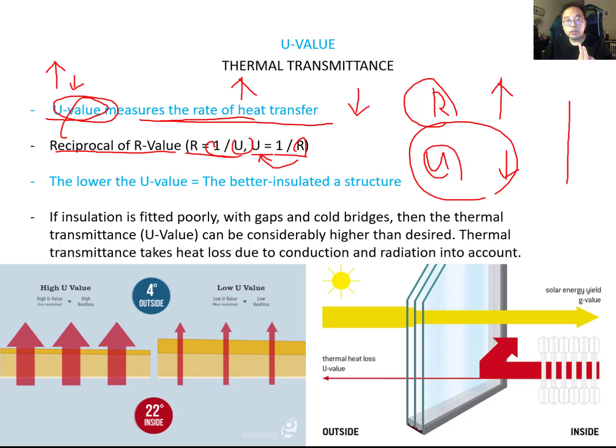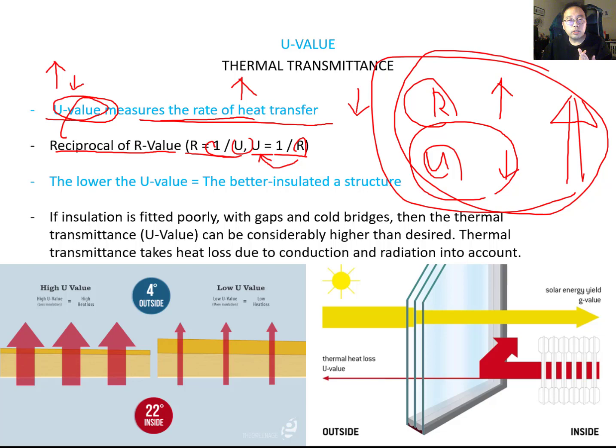If you want to make a better performing wall system, you have to consider a higher R value and a lower U value. So you can see the lower the U value, the better insulating the structure.